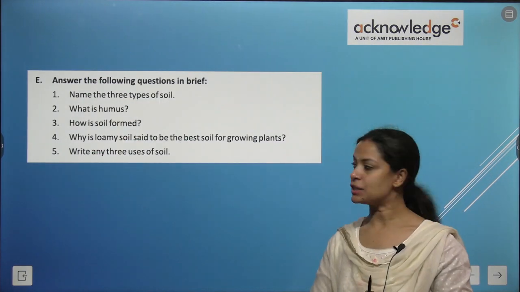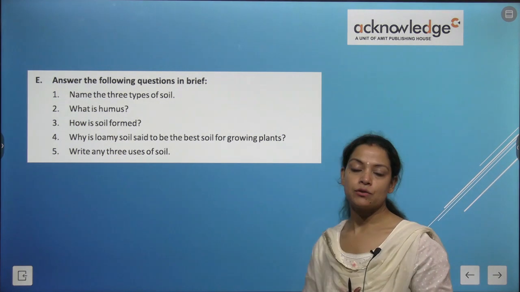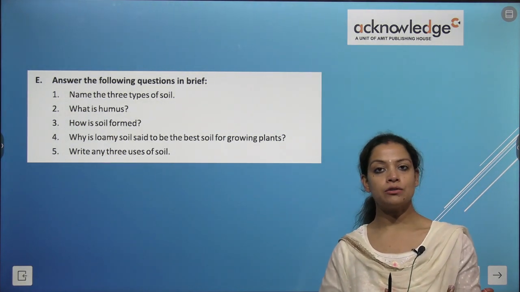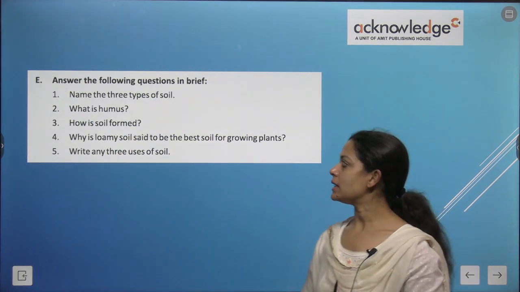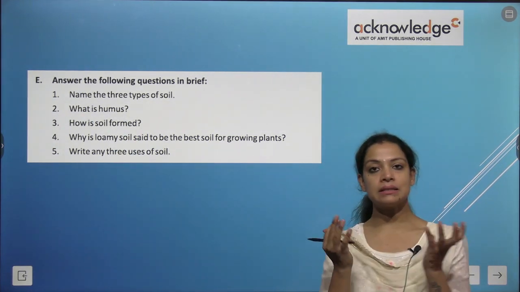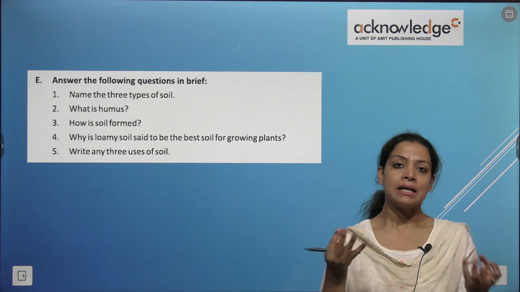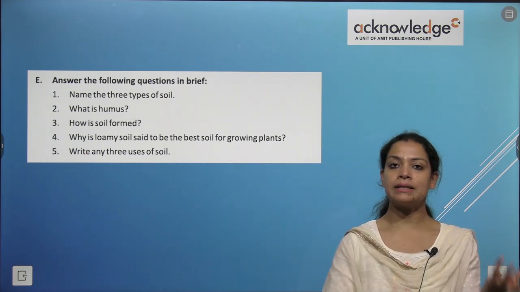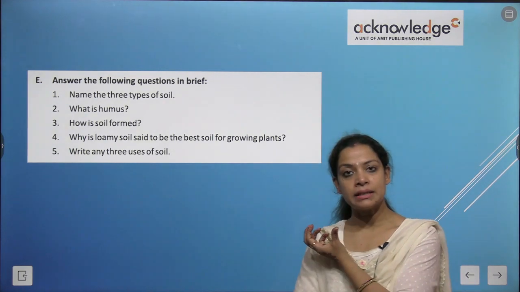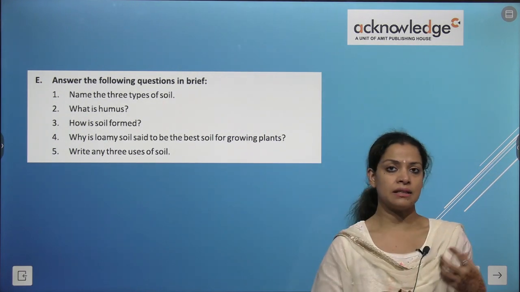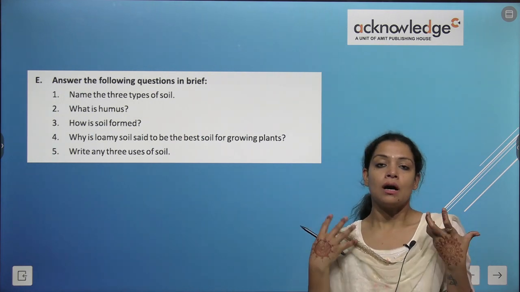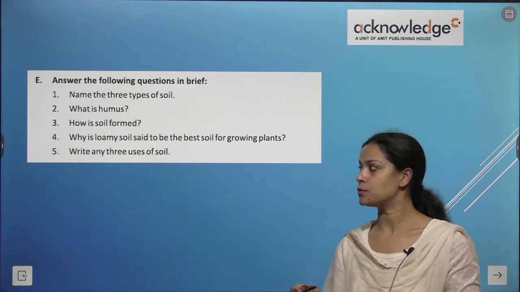Now answer a few questions. Name these three types of soil. So three types of soil are clay soil, loamy soil and sandy soil. What is humus? So humus is the layer which is formed by decomposed and decayed materials, and soil contains lot of living and non-living materials. It contains insects, it contains ants. So together all these things they make humus, which is a fertile product for crops to grow.